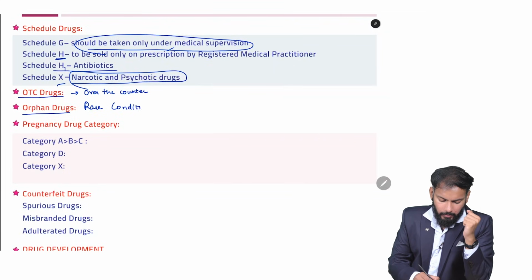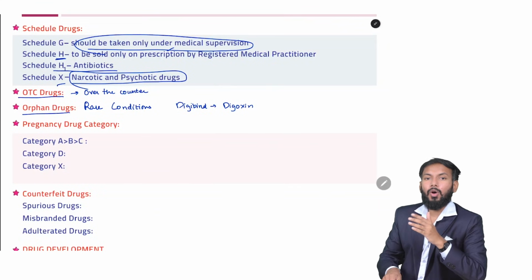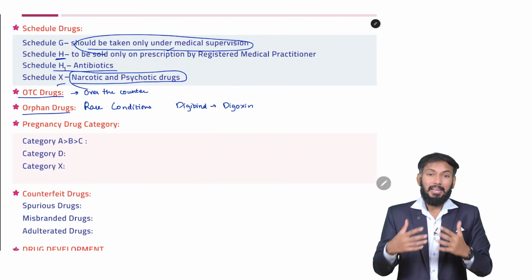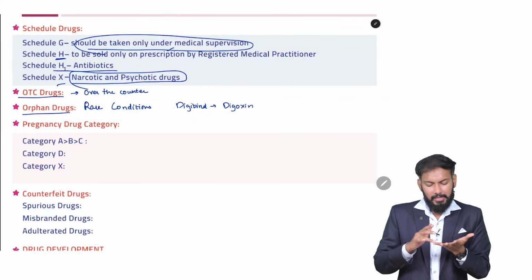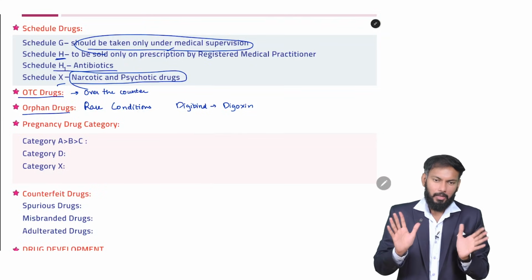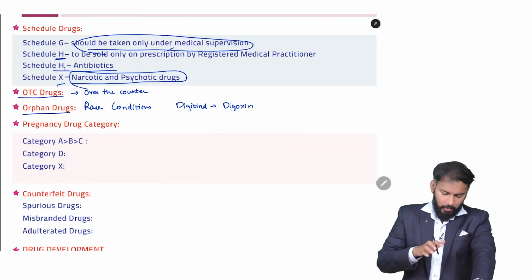Example is a drug called Digibind, which is an antidote for digoxin. See, digoxin itself is not commonly used nowadays. Its indication has reduced drastically. If digoxin causes digoxin toxicity, we have to use Digibind. So you see, it is very rare. So this is an orphan drug. Now, scheduled drugs are done.